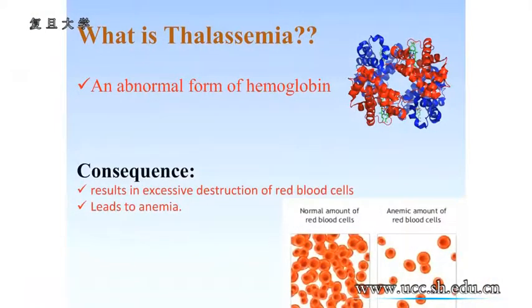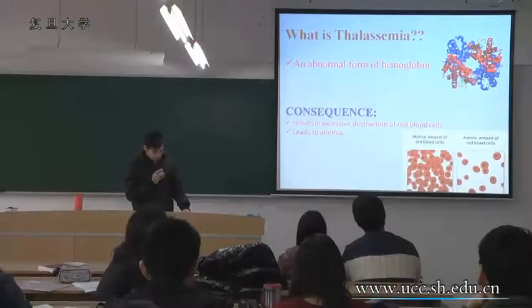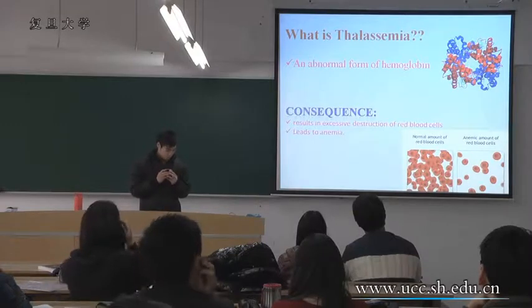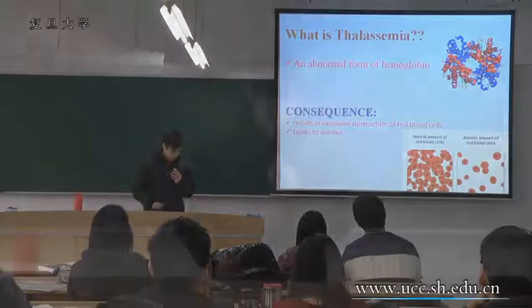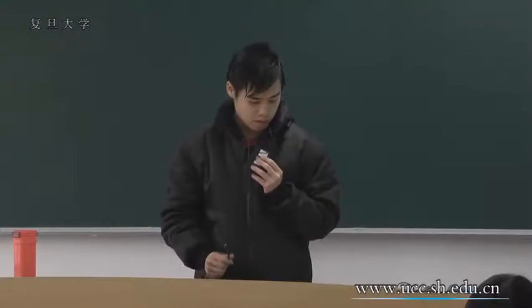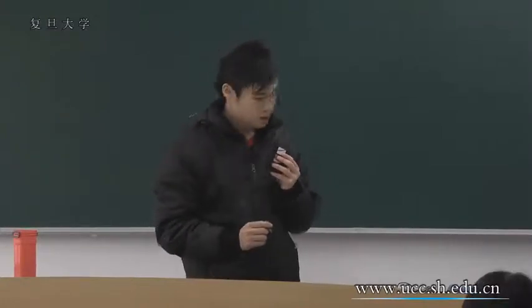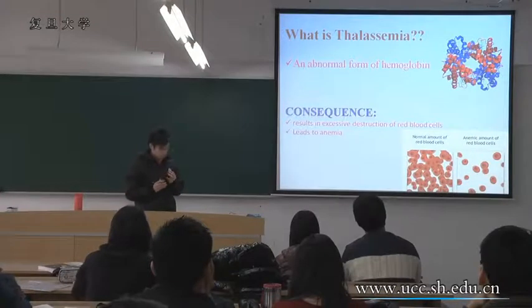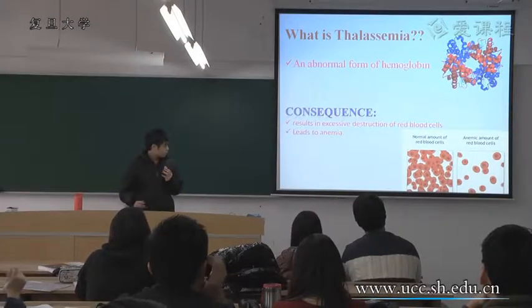So what is thalassemia? Thalassemia is an abnormal form of hemoglobin, caused by variant or missing genes that affect how the body makes hemoglobin. Hemoglobin is the protein in red blood cells that carries oxygen. People with thalassemia make less hemoglobin and fewer circulating red blood cells, which results in mild anemia or severe anemia.